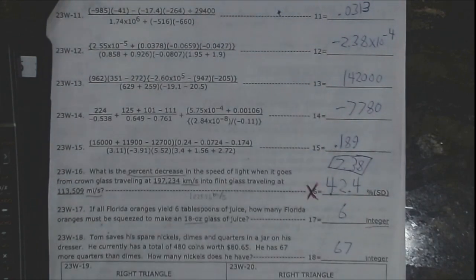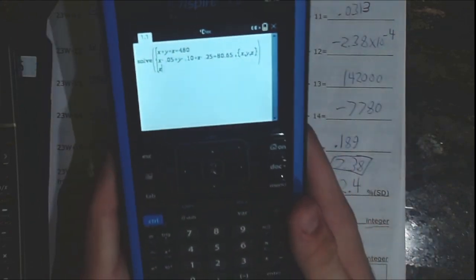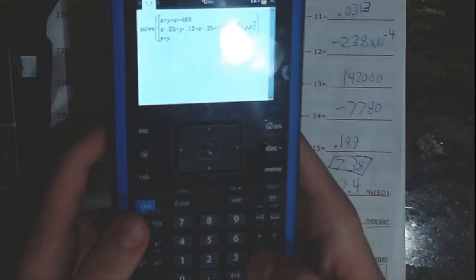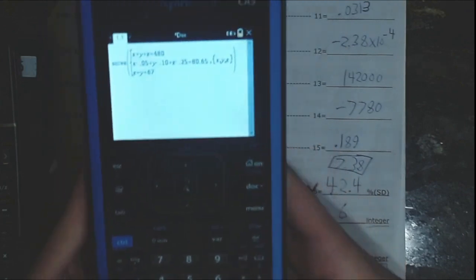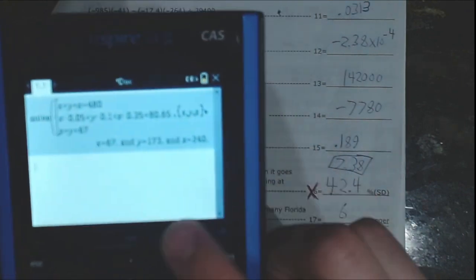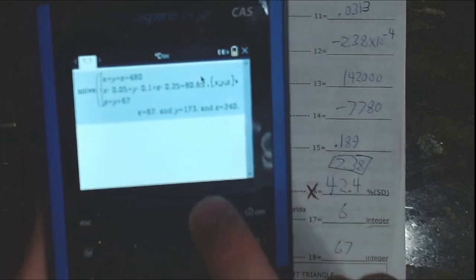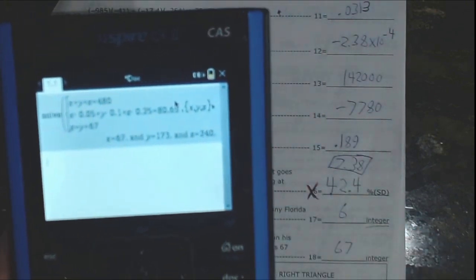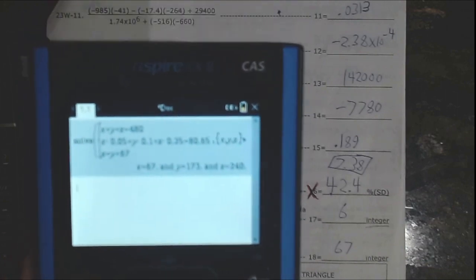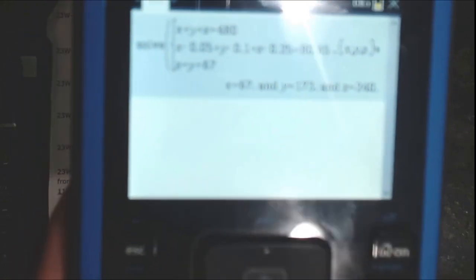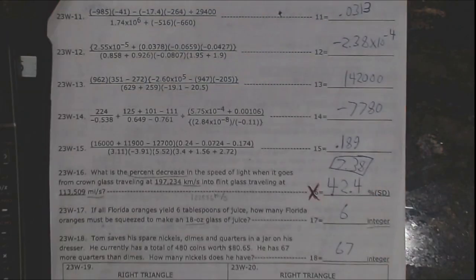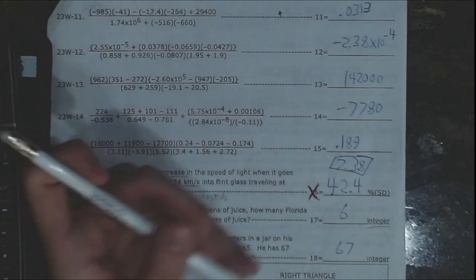And for the last equation we can write, the last piece of information the question gives us is that he has 67 more quarters than dimes. So I can write that as z equals y plus 67. I click enter, and it gives me the number of nickels, dimes, and quarters I have. The question wants to know how many nickels I have, so I'm looking at my x value. And as you can see, that is 67. So I have 67 nickels. That's my answer.